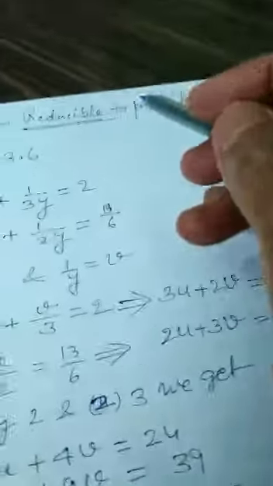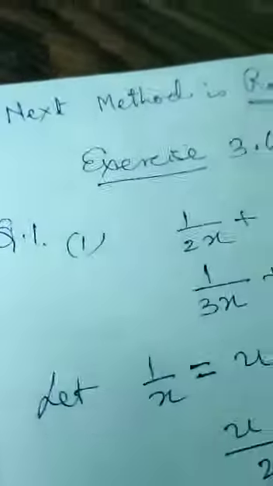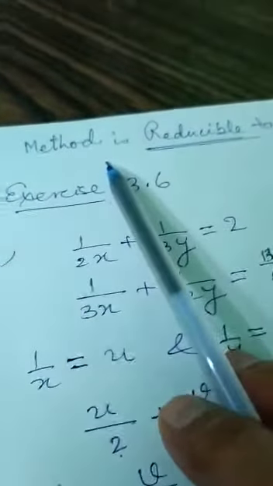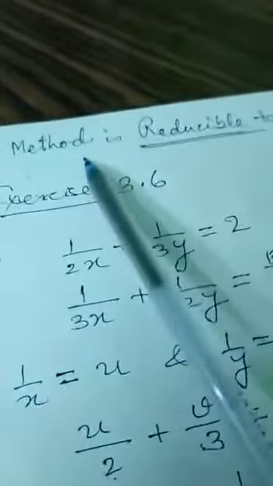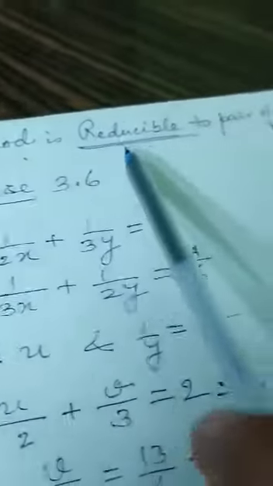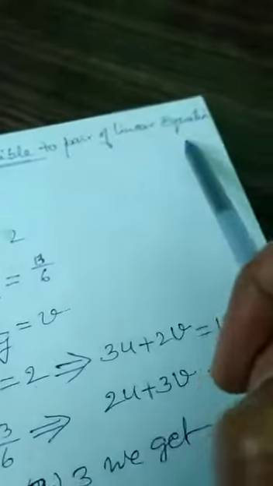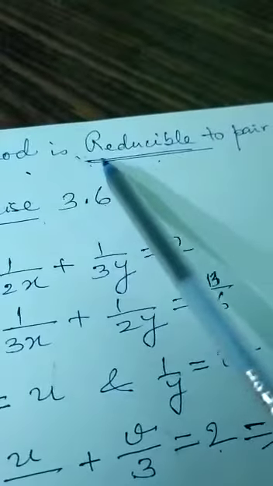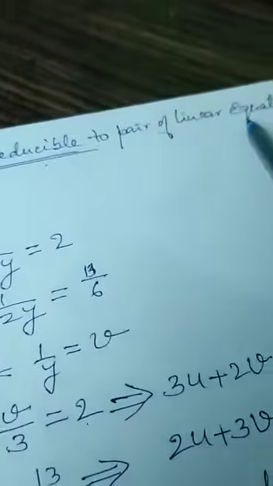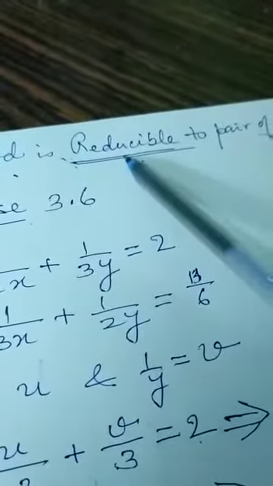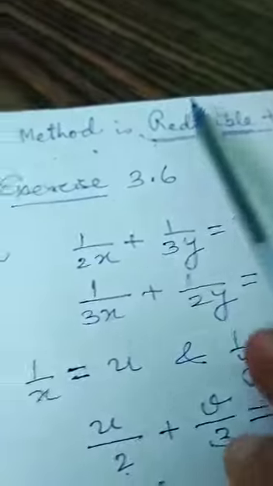Good morning, students. Now, the last method of solving linear equations in two variables is the reducible method, reducible to a pair of linear equations. It means you will reduce any given equation into the form of a linear equation.